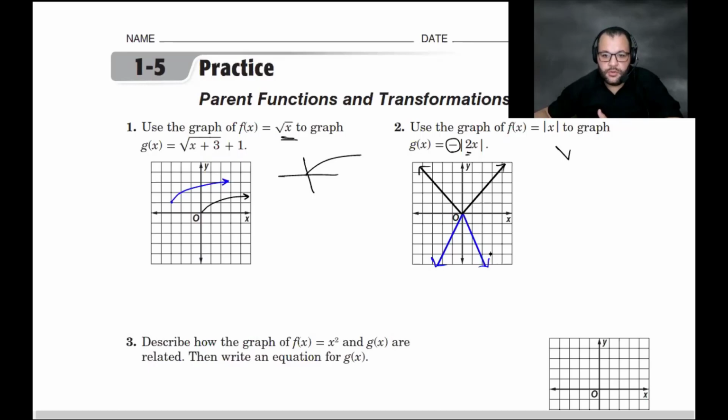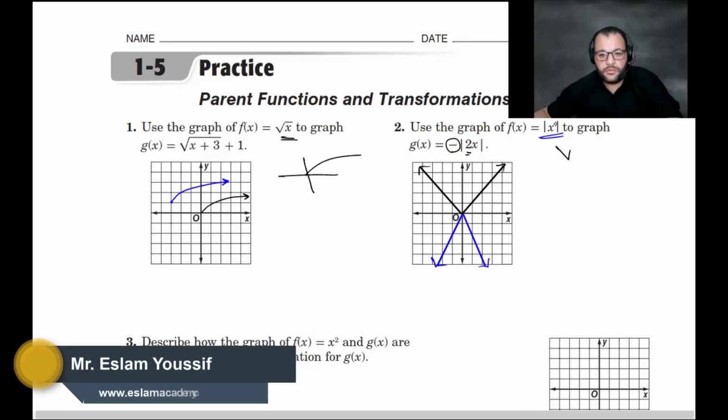Sir, why does it have a V shape? That's absolute value. It's the absolute value, yeah. What's the meaning of V shape? Absolute value.